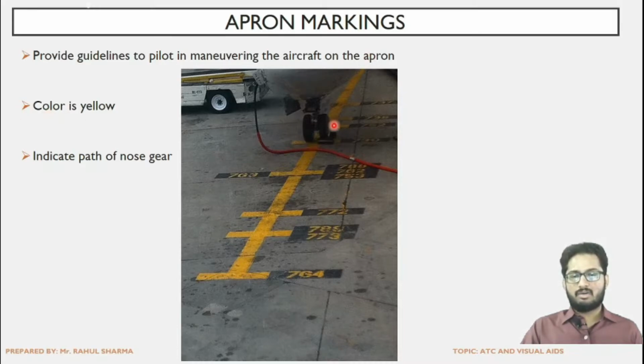So the color is yellow, as we can see in the image, and basically it indicates the path of the nose gear. Nose gear, we know, is in the front portion of the aircraft, that is near to the nose, that is the front portion of the aircraft, and it has a single wheel. So the path indicates that path which the nose gear has to specifically follow to maintain the alignment.